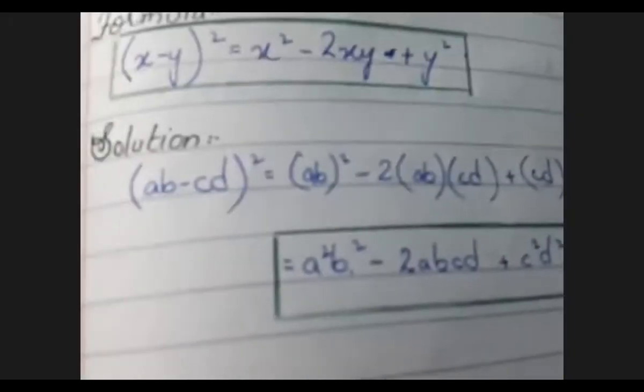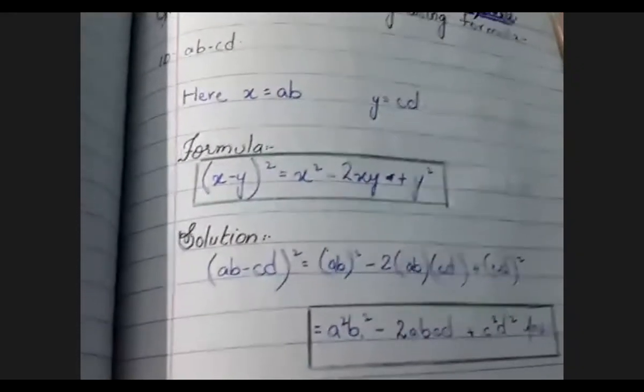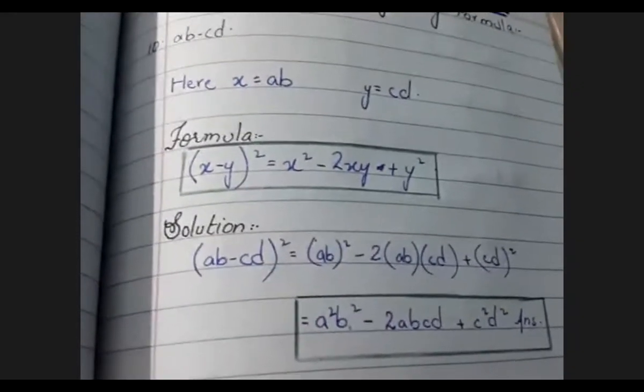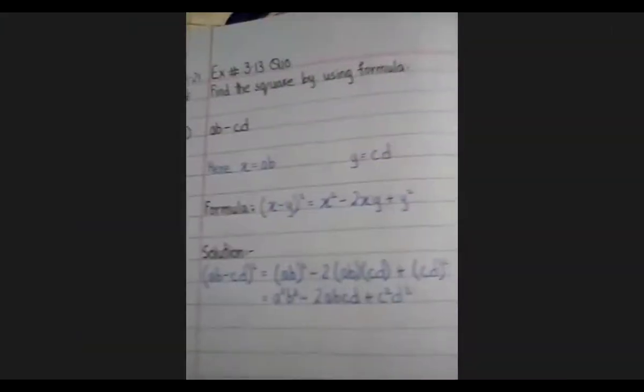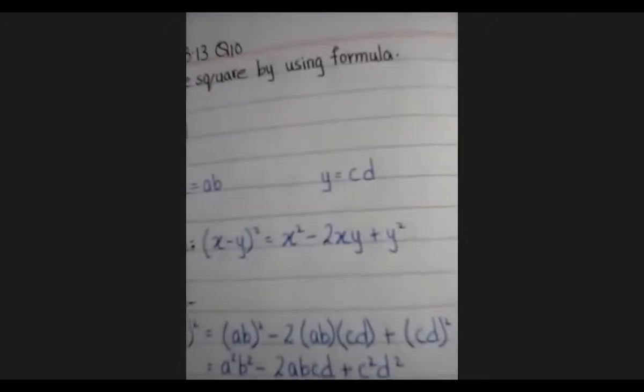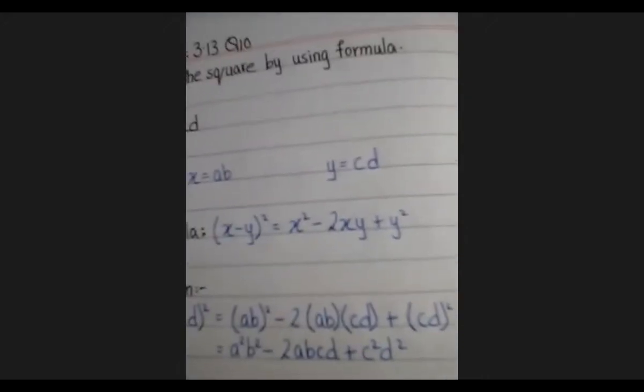Kainat is there. Okay, Aisha, let's check out Aisha. Yes, very good. A square b square minus 2abcd plus c square d square. Very good. Here Zainab is sharing the answer. Let's check out Zainab's answer, very good. Here a square b square minus 2abcd plus c square d square.